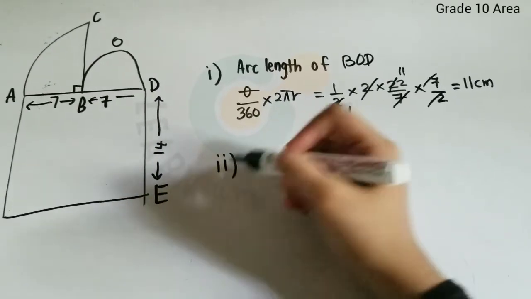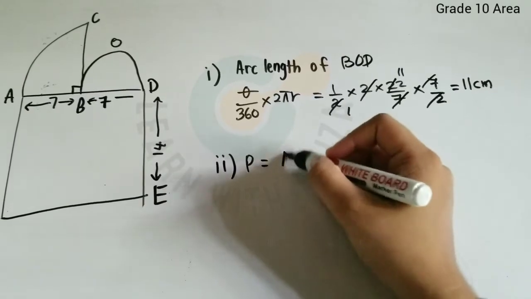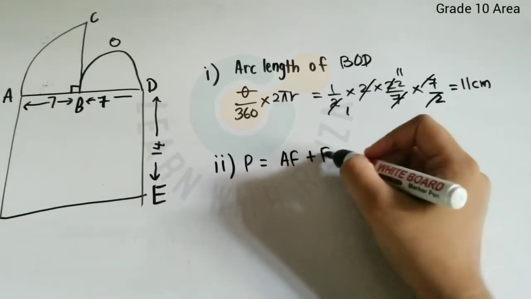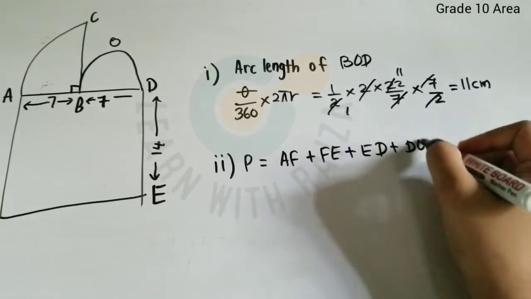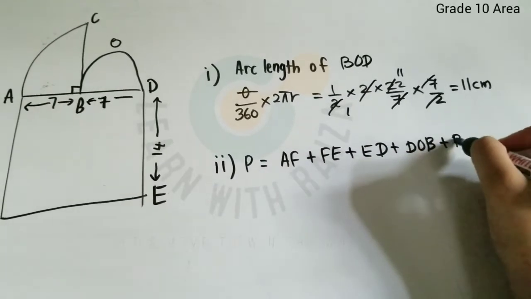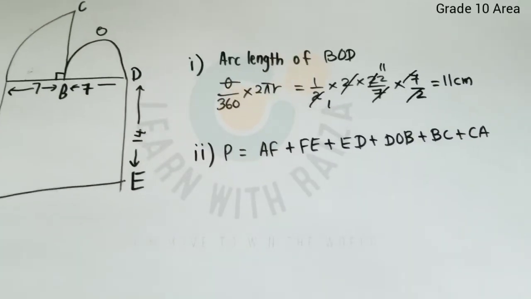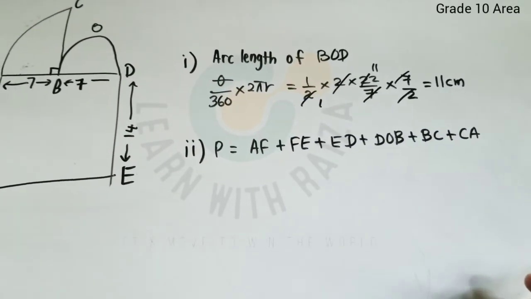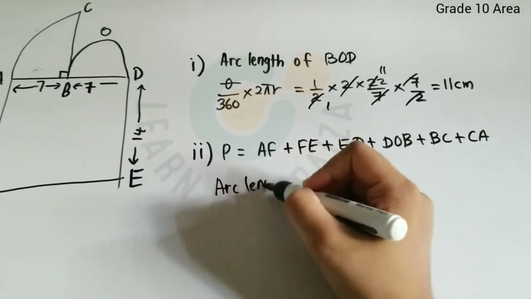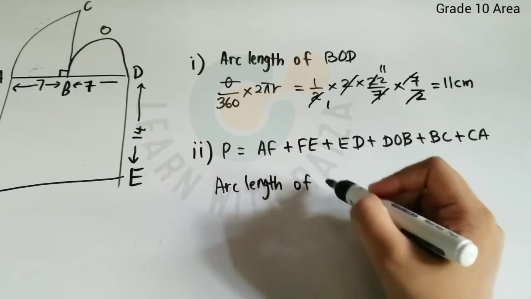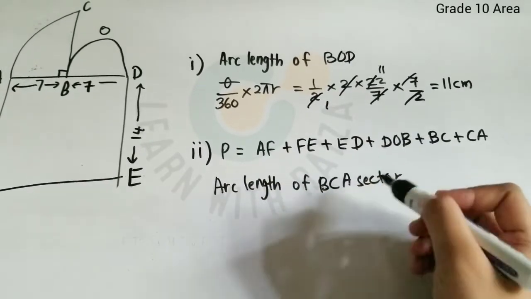Roman number 2, find the perimeter of the badge. Perimeter means you have to add what? AF, FE, ED, DOB, then BC, CA. These things should be added, but CA we don't know. So we'll have to find CA. So we'll write down arc length of BCA sector. We'll find that also.